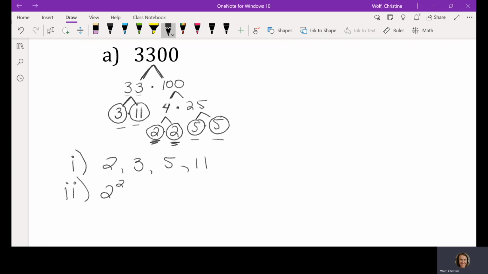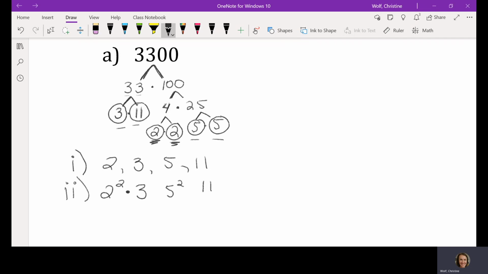Move on to the next number, which is 3. There's only one 3. You can write the 1 if you want, but that's optional. You don't need to write the 1. Then you move on to 5. How many 5s are there? There's 2 of them as well. And finally, 11. There's only one 11, so you just write 11 down.